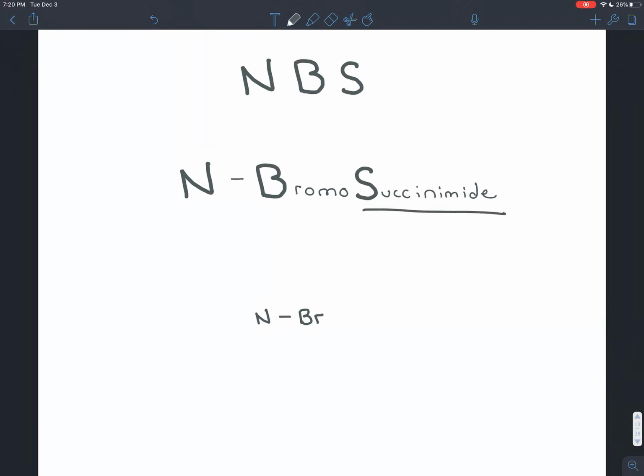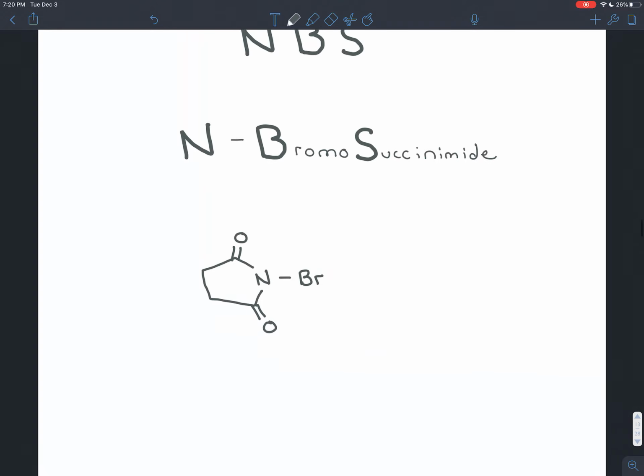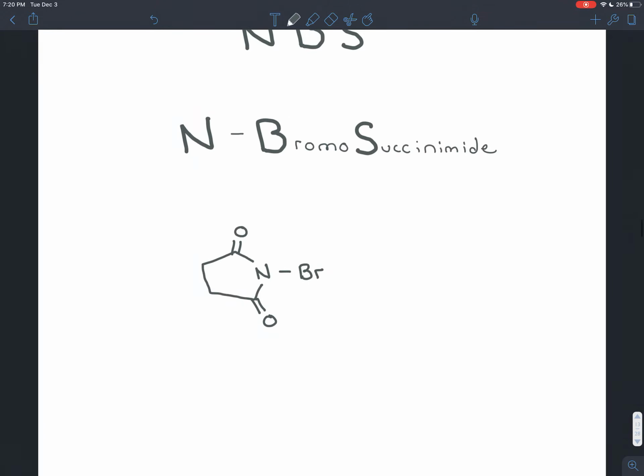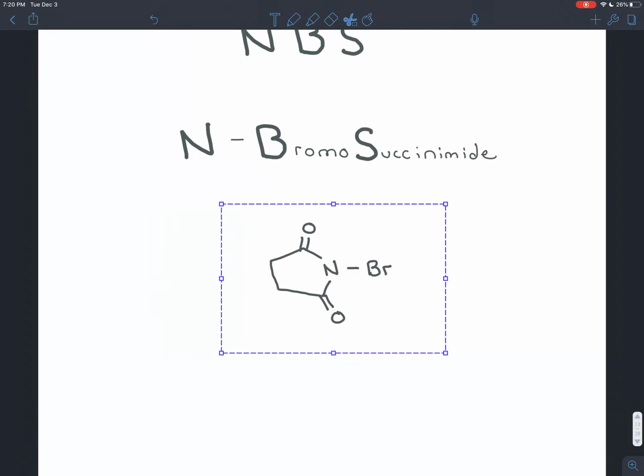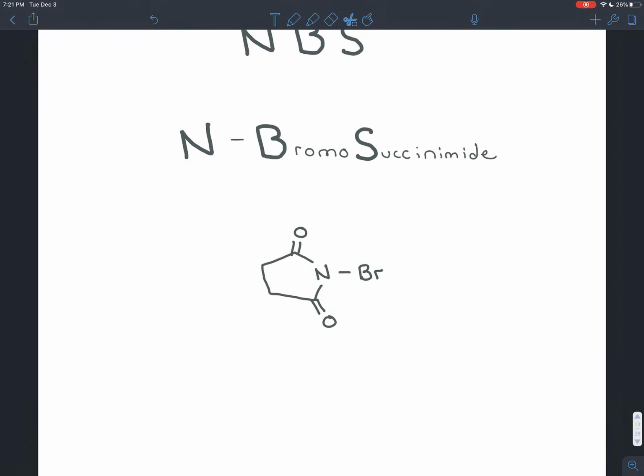Succinimide, that's referring to a 5-membered ring, with the nitrogen being one of the atoms in the ring. And on either side of the nitrogen, on each of the carbons next to it, you will have a double bond to an oxygen, and that's the succinimide part. So, that molecule is N-bromosuccinimide. You'll definitely want to be able to draw N-bromosuccinimide.